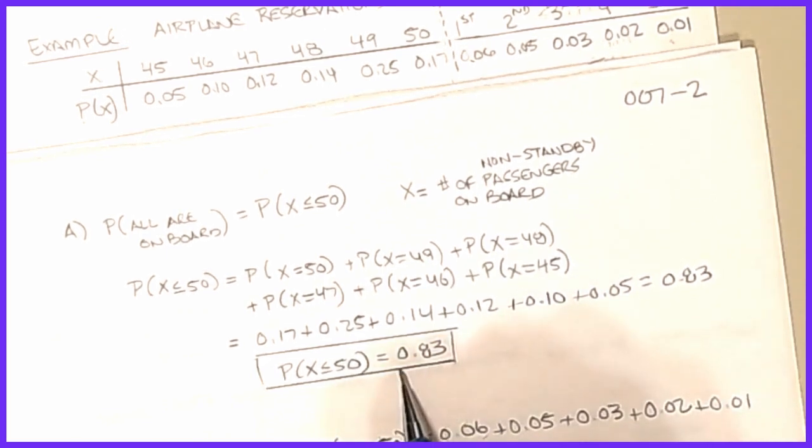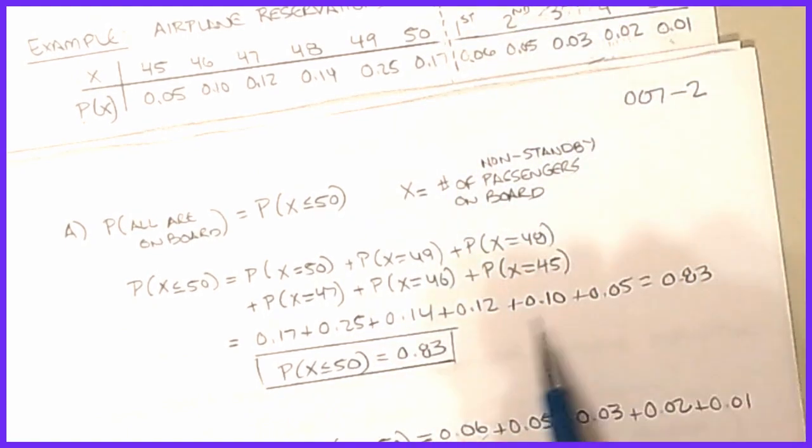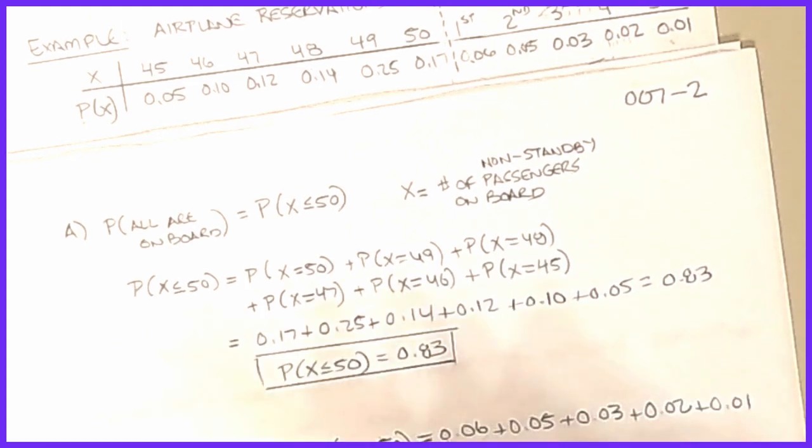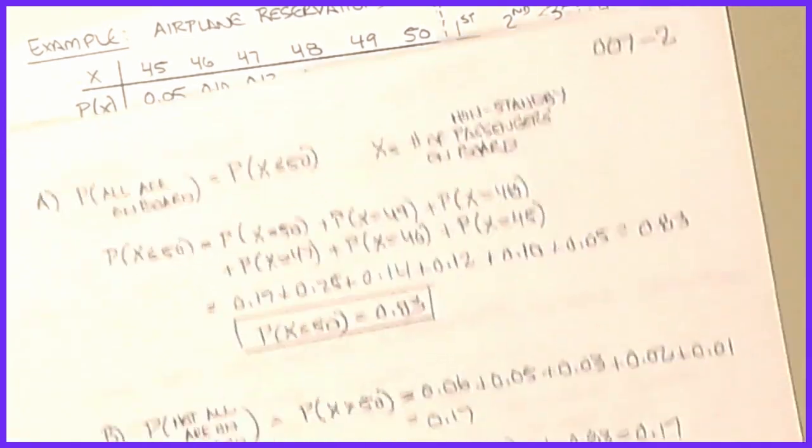So if only 83% of the time the plane is fully loaded, well then that's 17% additional seats that I could sell, just to make up that money. Maybe there's a refund or something, or it costs somebody to not make the flight, whatever the case may be. So that's kind of how we start to do that.